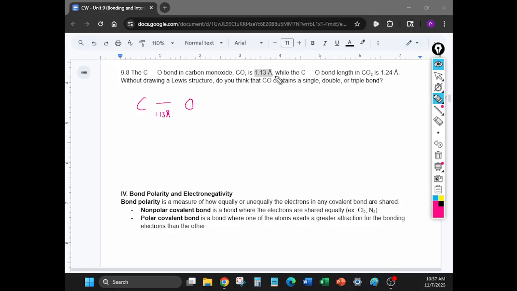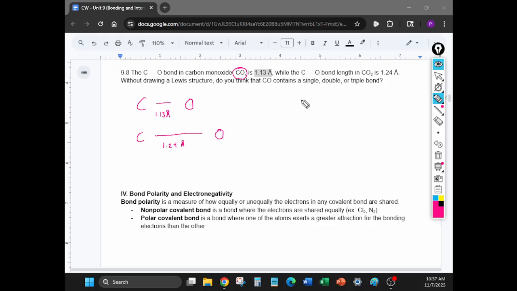And then it gives you another carbon-oxygen bond, but this time it's in CO2, and this one, if you look at it, is a little bit longer, right? 1.24 angstrom. Okay, and then it's basically saying, without drawing a Lewis structure, do you think CO contains a single, double, or triple bond? Now, let's think about what we learned last time at the end of class.